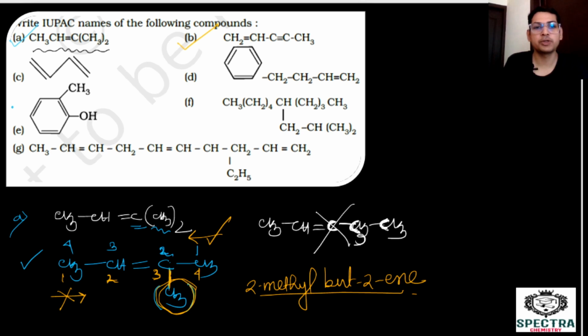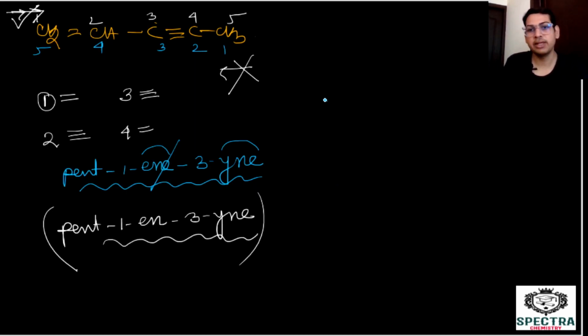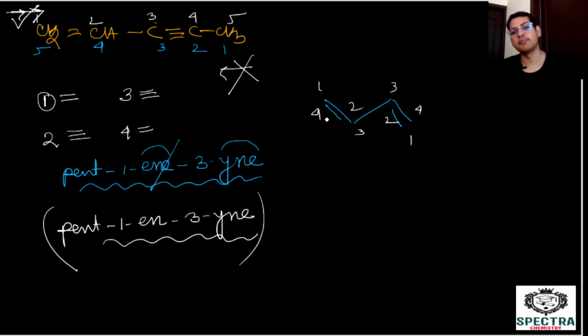Now I'll do question number 3. Very quickly I'll do question number 3. Question number 3 is looking like something like this. Sir, this is only double bond, right? Yes, double bond. So if you go from 1, 2, 3, 4 or 1, 2, 3, 4, it's the same from both the sides. So any of this you can go. Sir, no substituents are there? Yes, no substituents are there. So how many carbons? Sir, 4 carbons. So but.